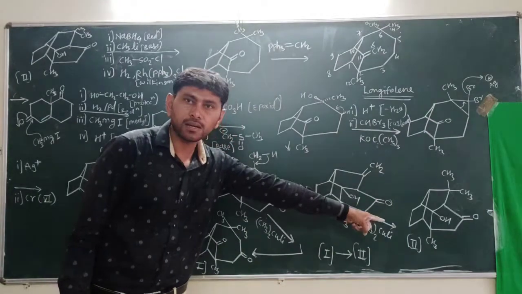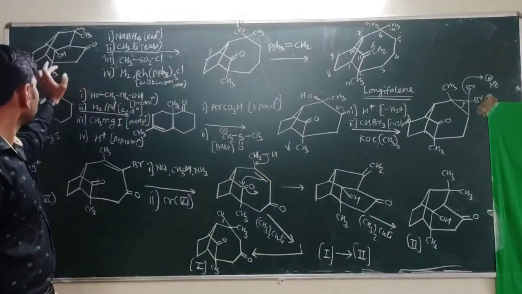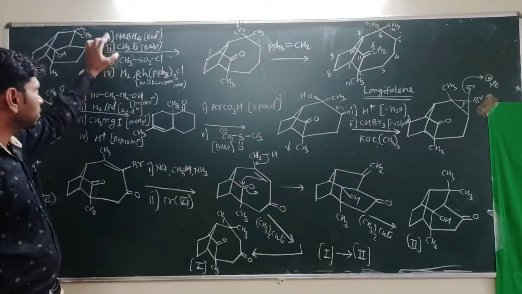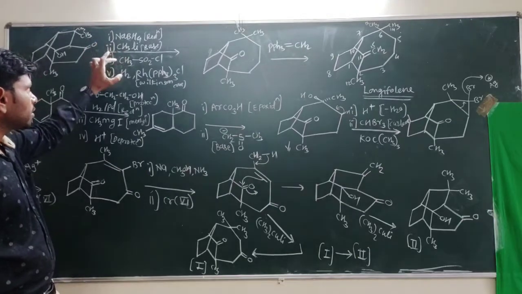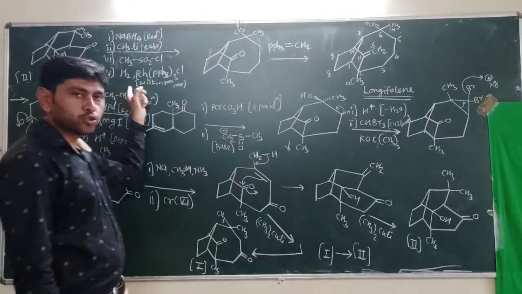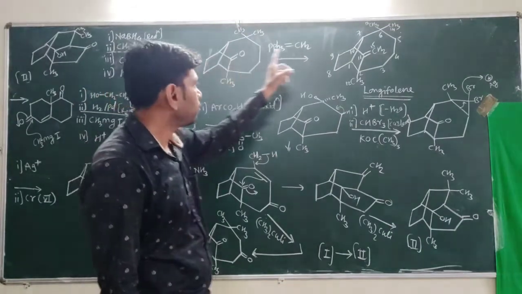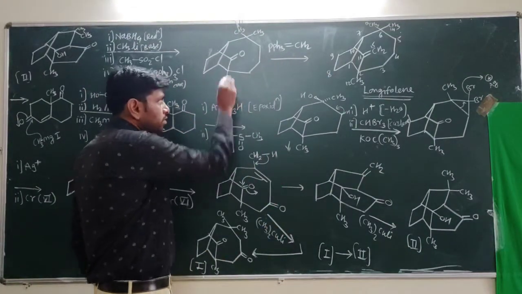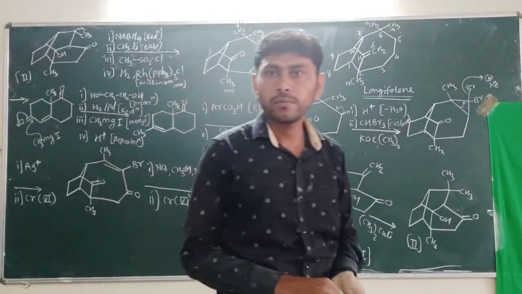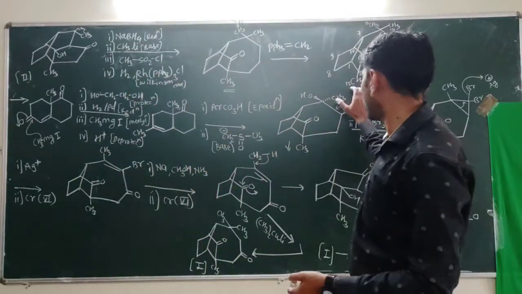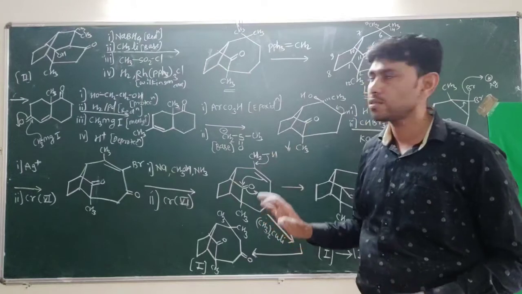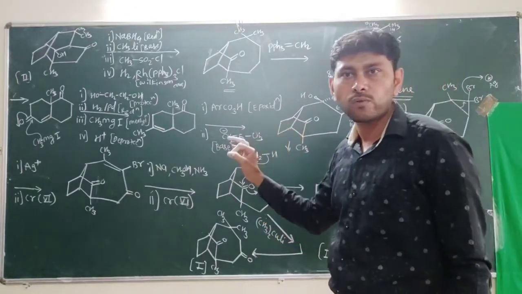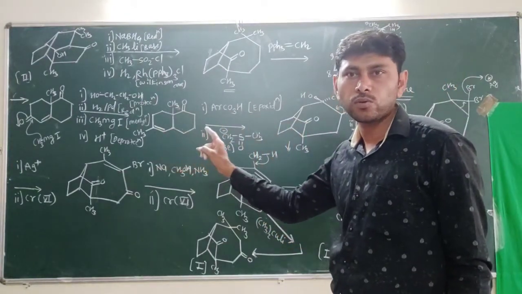This is the main intermediate from all these reactions. When treated with all these reagents, NaBH4, CH3Li, CH3SO2Cl, and reduced by Wilkinson catalyst, we obtain this intermediate. Now this intermediate, when treated with Wittig reagent, we obtain the longifolin molecule. So this is the total synthesis of the longifolin molecule from the Wieland-Miescher ketone. Thank you.